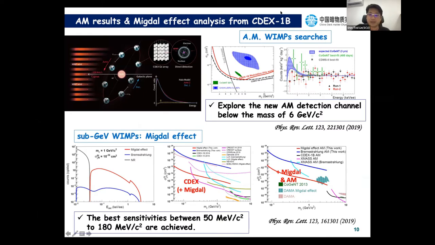So here is our result exploring the new annual modulation detection channel, especially below 6 GeV. And this is published in PRL, with our result as well as our sub-GeV WIMP probe via the Migdal effect. And due to the benefit of the low threshold, we also have a better sensitivity at the tens of MeV to 100 MeV scale.